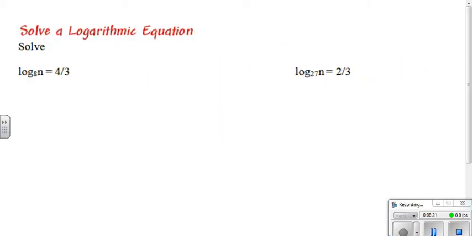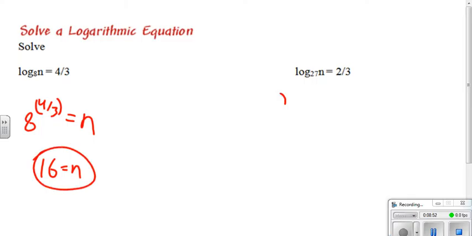So if we need to solve a logarithmic equation, we have essentially log base 8 of n equals 4/3. Let's rewrite that really quick. We'd say that it's 8 to the 4/3 power equals n. So we need to solve for n. Well, 8 to the 4/3 power is going to be 16. 16 equals n. You can find that on your calculator.